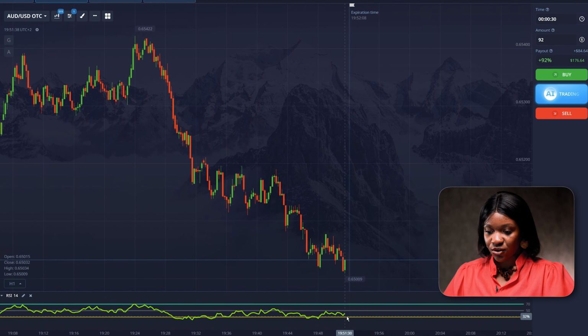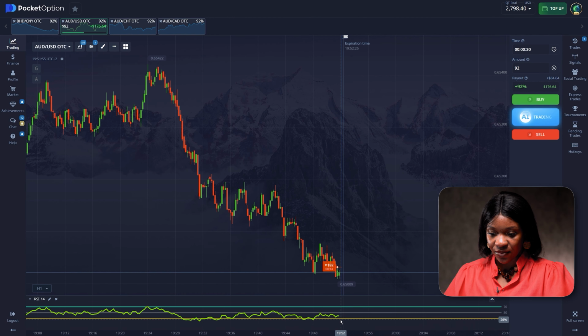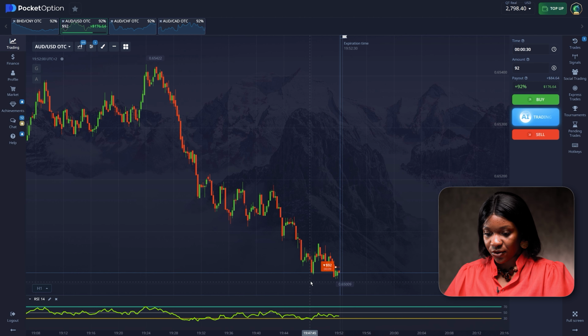We go down, just lower, lower, lower. The RSI is not in the oversold zone. Please note, this is a key factor. Therefore, it is possible to open a short position here. If the RSI was in the oversold zone as it was here, then I would not open a position to the downside.